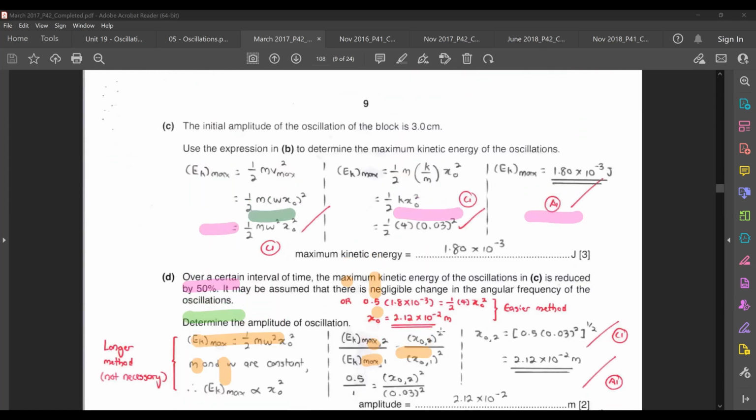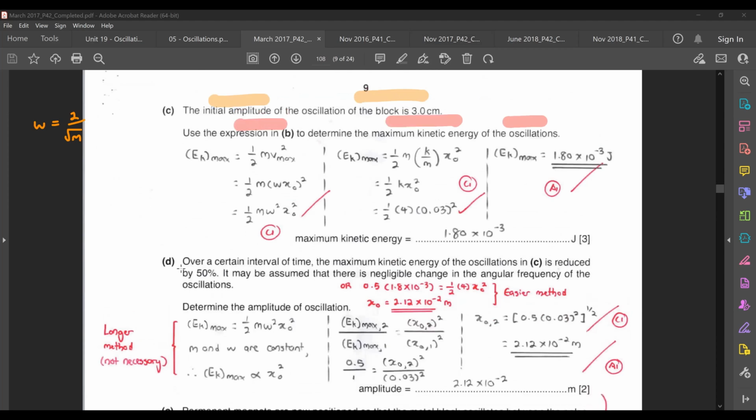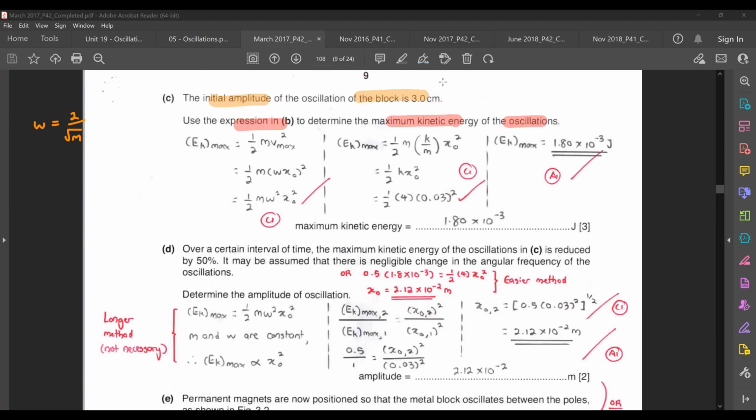Then you move on to the following part. They mentioned that the initial amplitude of the oscillation of the block is 3 centimeter. Use the expression in B to determine the maximum kinetic energy of the oscillations. The expression in B that you just used is omega equals 2 over square root M, if I'm not mistaken. Yeah, that's the expression you had. When it comes to maximum kinetic energy of oscillations, we already know that KE max is half m omega square x naught square. This is also your total energy. But here we just want to specifically think of it as your KE max.